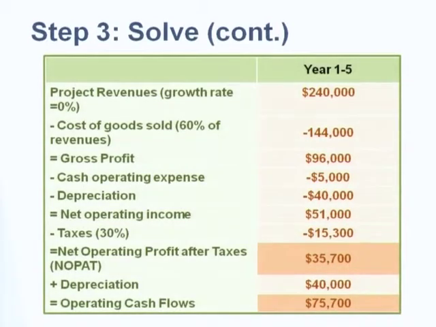gross profit of 96,000. Then you subtract cash operating expense 5,000 and depreciation 40,000, and you get EBIT of 51,000. Then subtract tax at 30%, which is 15,300, and you get net operating profit after tax of 35,700. Add back depreciation, because this is a non-cash item, 40,000. So you get operating cash flow of 75,700 for year 1 to year 5.